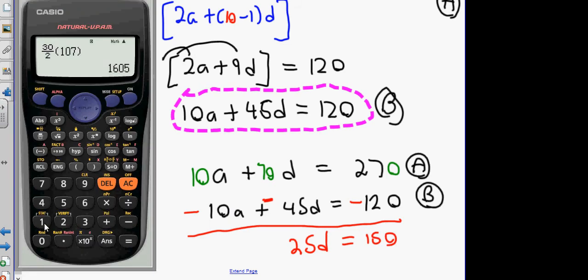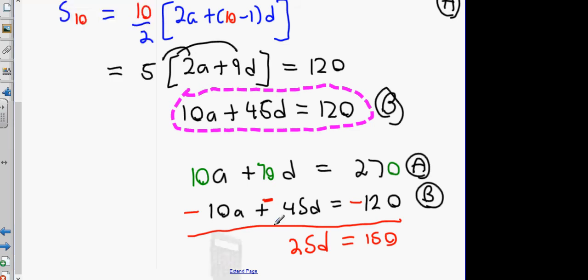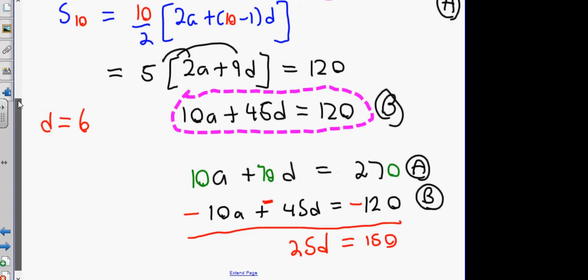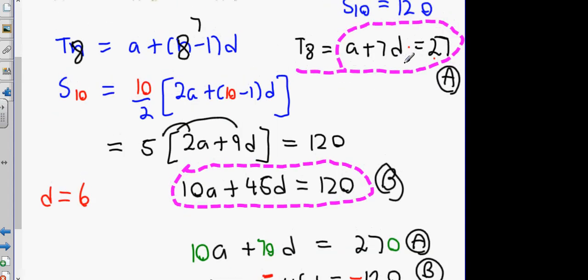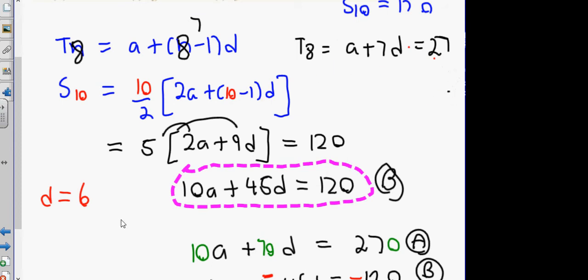You take out your calculator, you get 150, and you divide it by 25, and you can find out what d is. d is 6. Now you know d is 6. You can choose either equation A or equation B to find out what a is. I would recommend choosing equation A because it has the small a already there. So all I have to do is, what is 7 times d? If d is 6, what's 7d? What's 7d, guys? 7 multiplied by 6 is 42.